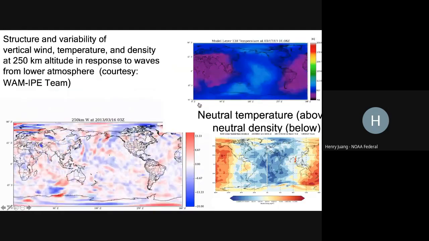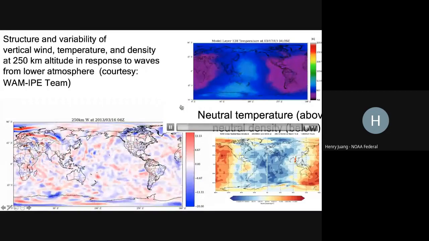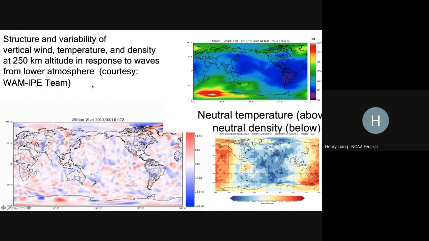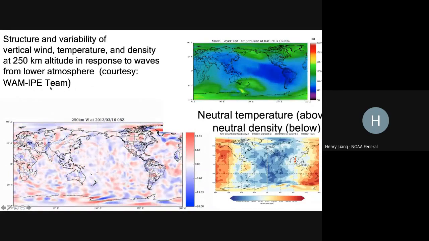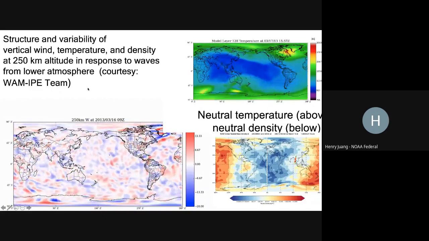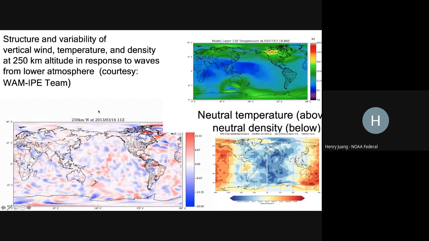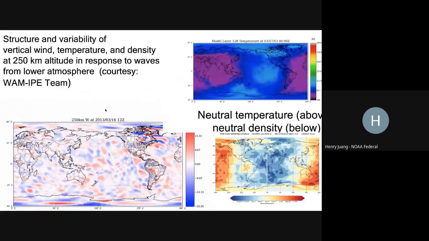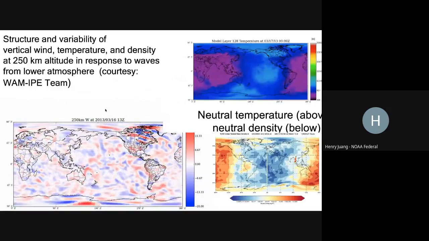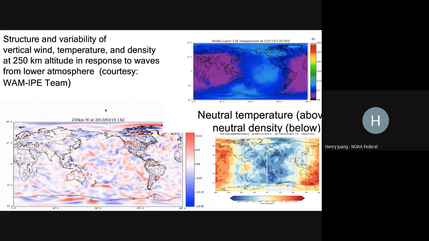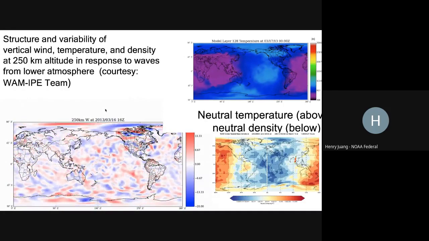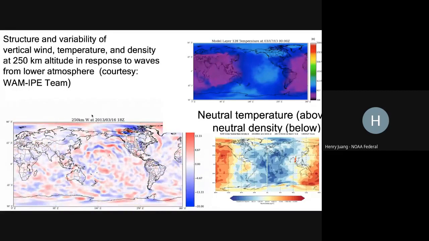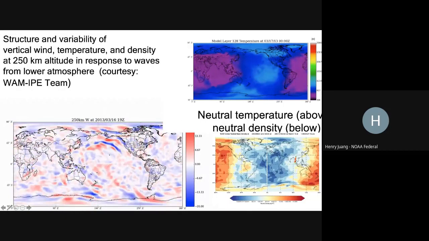After we put that physics in, we ran it very well, coupled with the IPE, which is a space weather model. And this is courtesy of the WAM team. It's a case of a particular day with a solar storm and solar wind, and we show the neutral atmosphere and the density, and also that the vertical motion is that high.